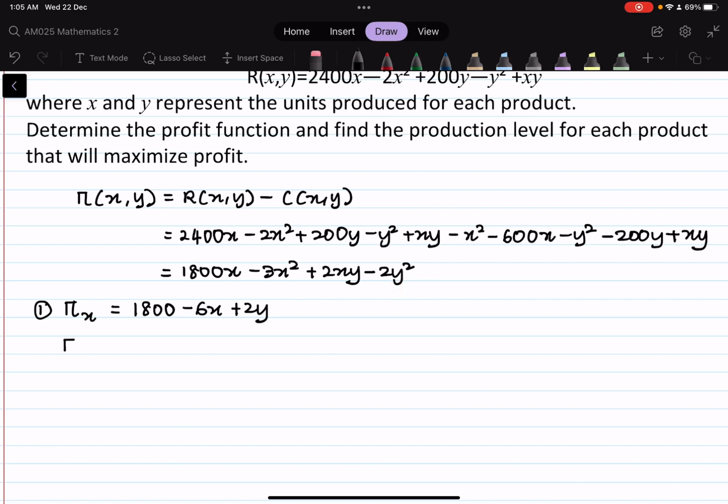Then pi sub y, so differentiate 1800x with respect to y is 0. Differentiate negative 3x squared with respect to y is also 0. Differentiate 2xy with respect to y is 2x. Differentiate negative 2y squared with respect to y is negative 4y.